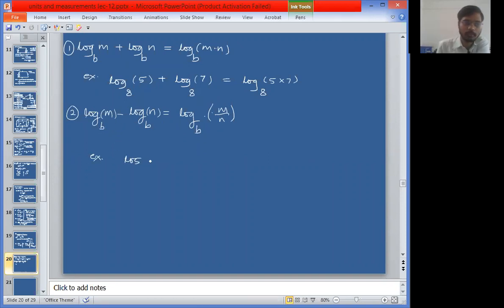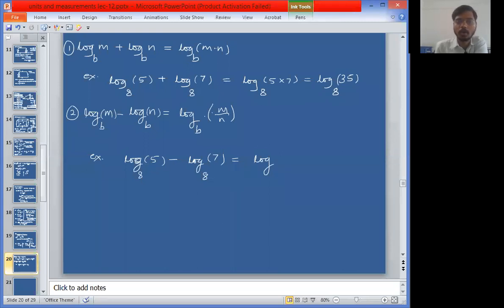The base same as before. Example, log 5 to the base 8 minus log 7 to the base 8 is equal to log of. So can we write 35? Yes, we can write 35. Log of 35 upon. Absolutely no problem. You are right, Shweta.